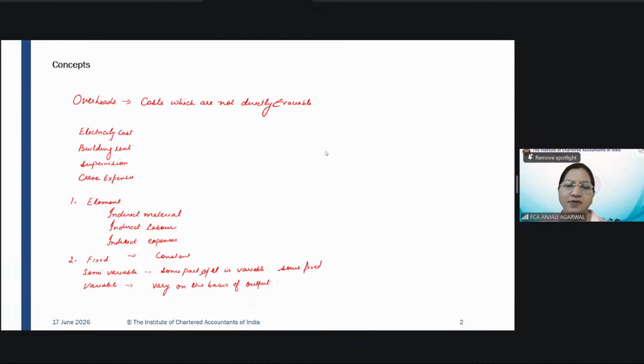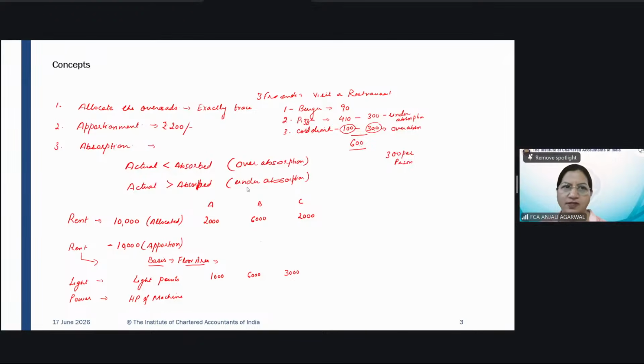Yes, the method can be specified in the question, either repeated distribution or simultaneous equation. One of the two may be specified. If it is not specified, then you may follow any of the two, but simultaneous equation would be shorter and better. These overheads will also be abnormal or normal.